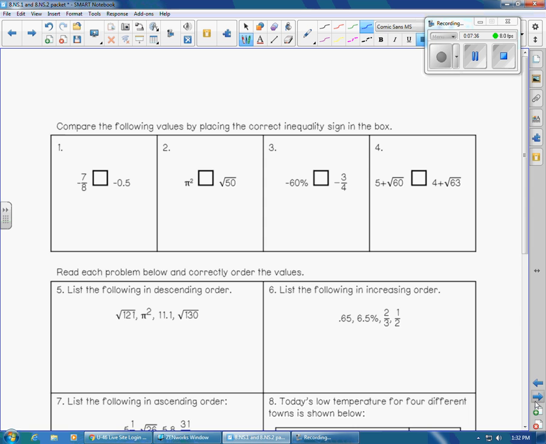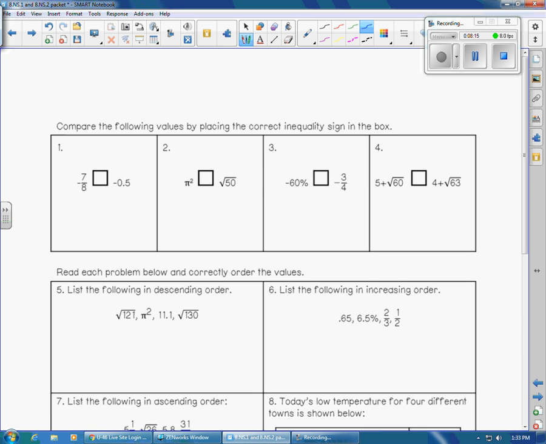Okay, so it's saying compare the following values by placing the correct inequality sign in the box. Now our inequalities are greater than or less than. A couple of things to be aware of. First of all, we've got some negative signs here. When you're ordering negatives, remember if you're looking for the smallest one, it's going to be the number with the greater absolute value. So let's take a look at this. Let's get rid of that so that we can do this. And let's get it into the same form, because we definitely have to have it in the same form.